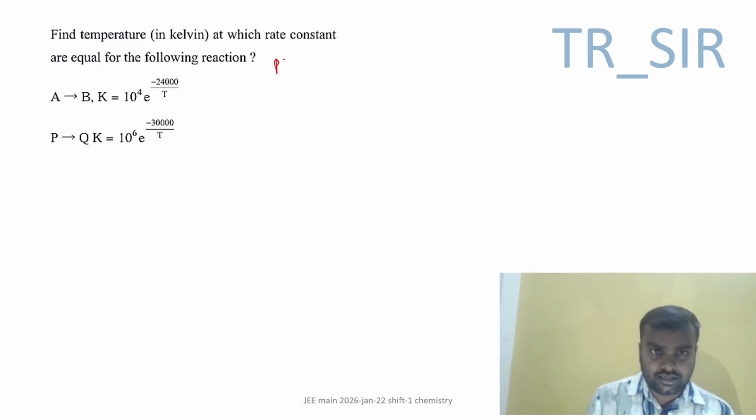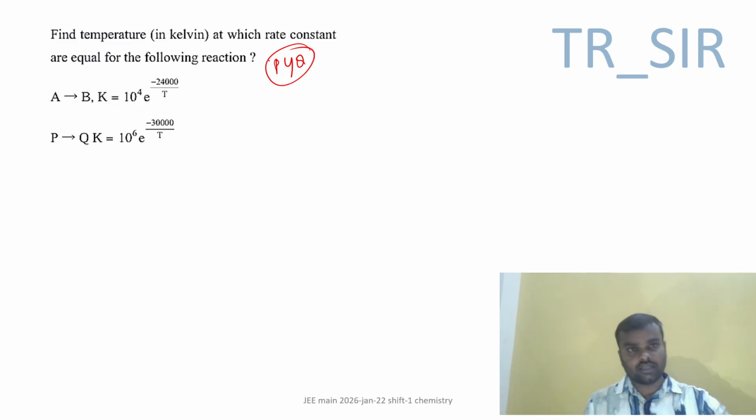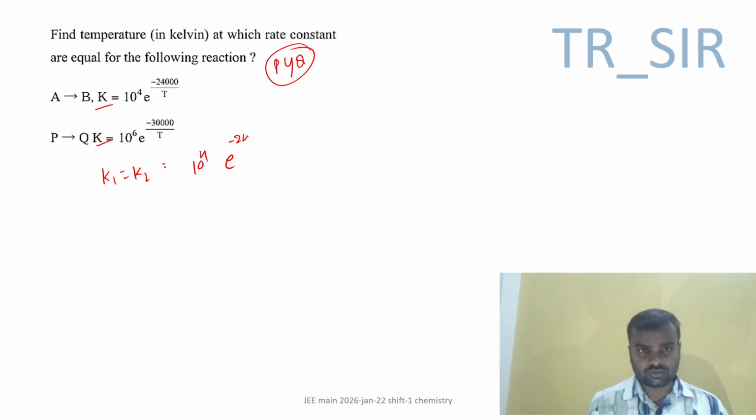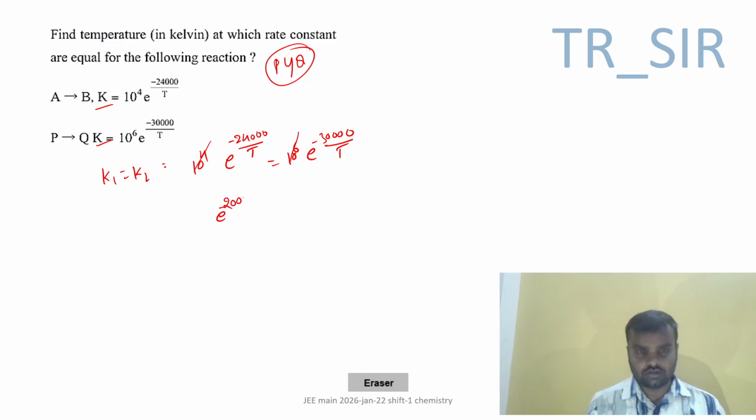Now this question is already a PYQ question. Again the same question model is repeated, values alone changed. Find the temperature in Kelvin at which the rate constants are equal. So the K values are both equal. The condition given is K1 is equal to K2. Now substitute: 10 power of 4 e power of minus 24,000 by temperature is equal to 10 power of 6 e power of minus 30,000 by temperature. So here the 10 power of 4 cancels out. Now bring this one here, minus 24,000.